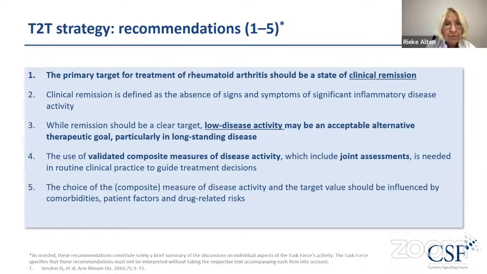Next slide, please. So clinical remission is the primary target. But when I look at my own patients, I can say that at least 40 to 45% of the patients are remaining in low disease activity. And for them, it is also an acceptable alternative, particularly if we have patients with a long-standing disease. What we do is really to measure, and this has been reimbursed in Germany for many years now, to use validated composite measures of disease activity and to do joint assessment, which is really needed in routine clinical practice to guide the treatment decision.